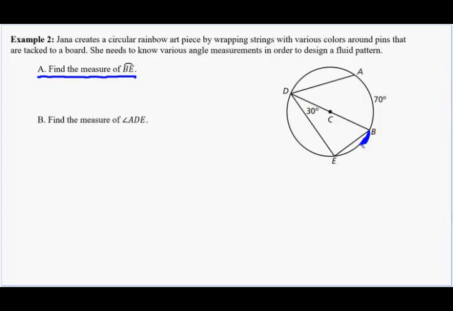Well, here is arc BE, and across from it is a 30-degree angle. So remember, if we had the arc, we would cut that in half to get the angle. So now we're going to go in reverse. We've got the angle, so we're going to double it, and that means this arc is 60 degrees. Measure of arc BE is 60 degrees.